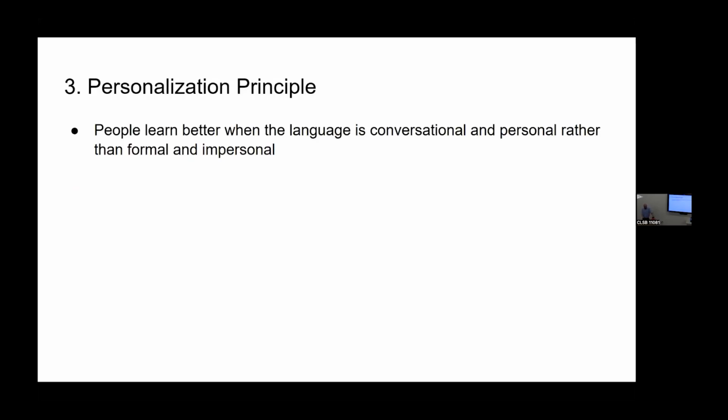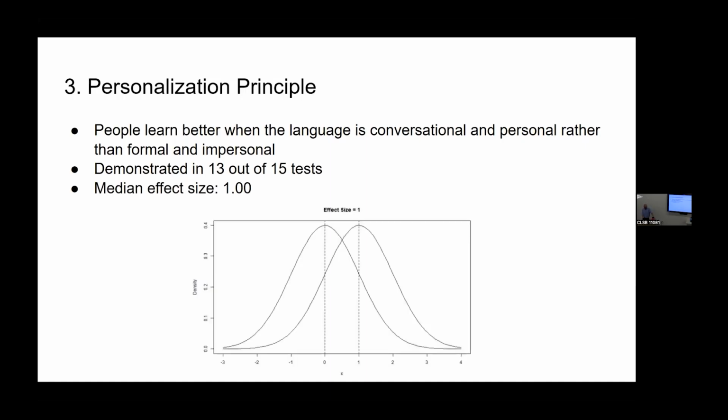Number three, personalization principle. People learn better when the language is conversational and personal rather than formal and impersonal. I'll talk about this more in a second and break down what that means and how that was operationalized in these studies. But it's been demonstrated in 13 out of 15 tests with a median effect size of 1. And here's what that looks like. So what does that mean?